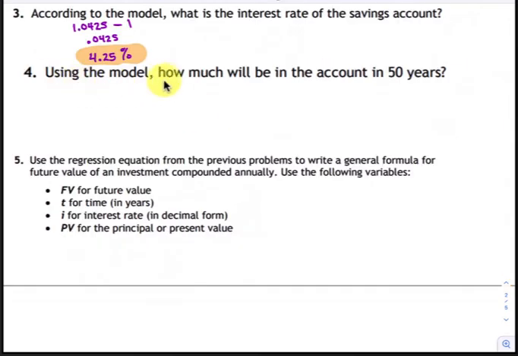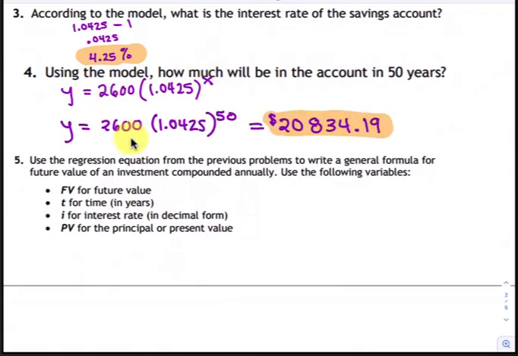Question 4, use the model. How much will be in the account in 50 years? All right, well, the equation is 2600. That's the amount we started with. The common ratio is 1.0425, and it's raised to the power of x, where x is the number of years. And then all we have to do is plug in 50 for x. So we get 2600 times 1.0425 raised to the power of 50. And our answer is $20,834.19.